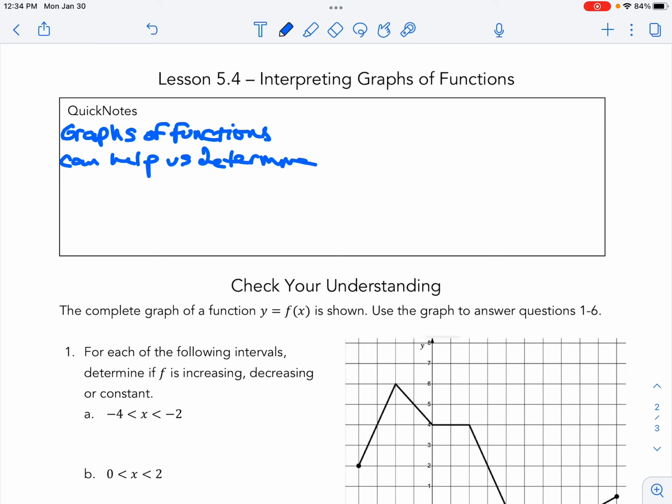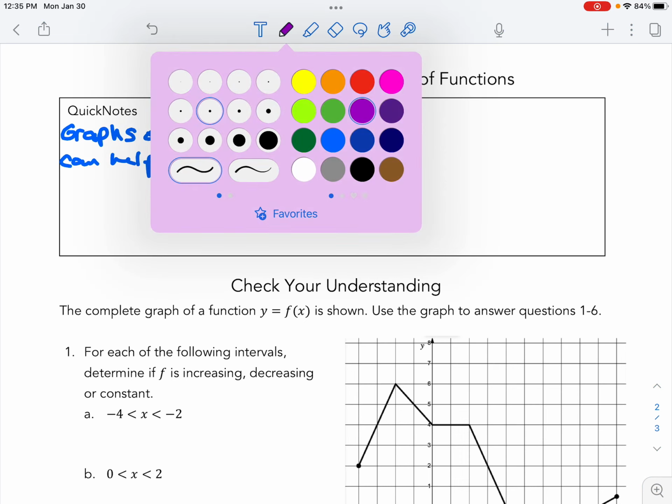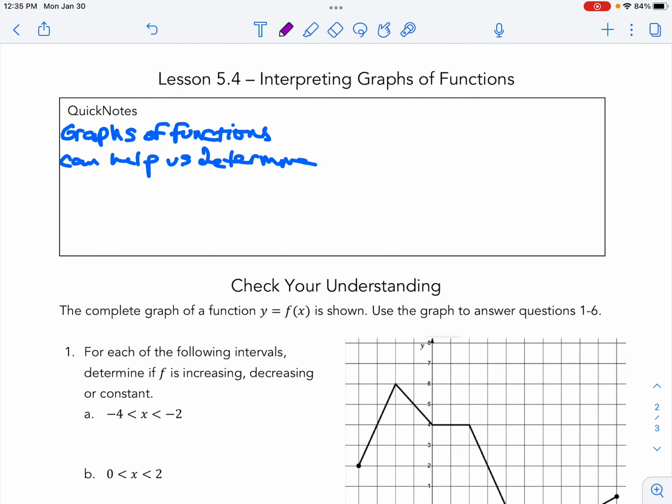And now let's go ahead and go through some vocabulary that you might be familiar with. So we're going to go ahead and start off with the intercepts. And that would be x-intercepts and y-intercepts.